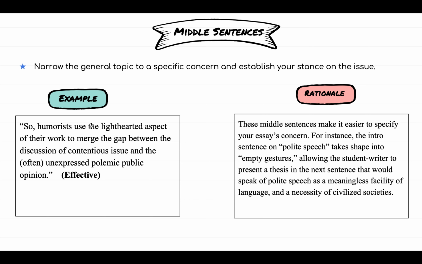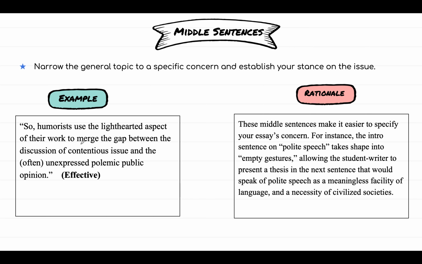So, humorists use a lighthearted aspect of their work to merge the gap between the discussion of contentious issues and the often unexpressed polemic public opinion. Wow, okay. It's a dense sentence, but essentially, humorists are important because they use the lighthearted aspect of their work, their funniness, basically, to merge the gap between the discussion of issues that people don't want to talk about and things that are sometimes difficult to say, right?